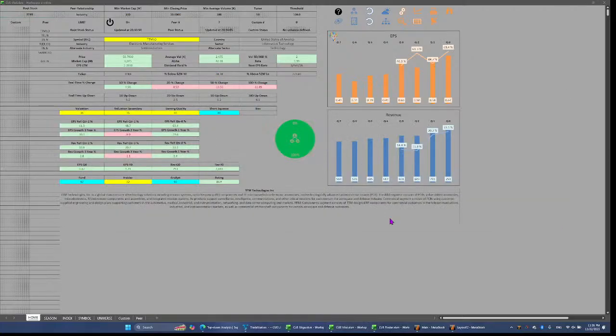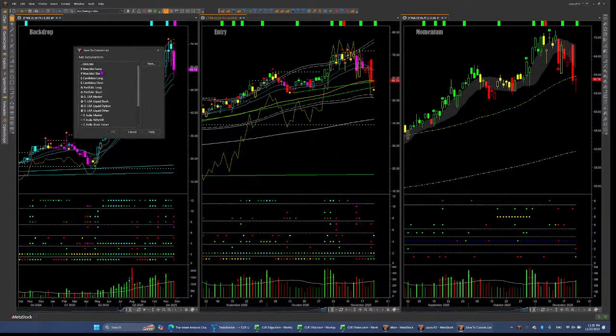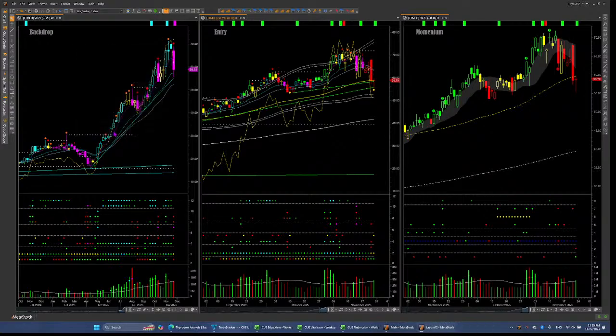So TTMI, only reason I might not consider buying it on Friday if I found it, I did not, is the color being red and the current market situation. So I'm going to add it to custom list and add it to watch list long. Could be bought on Monday.